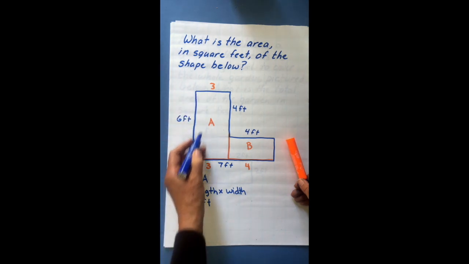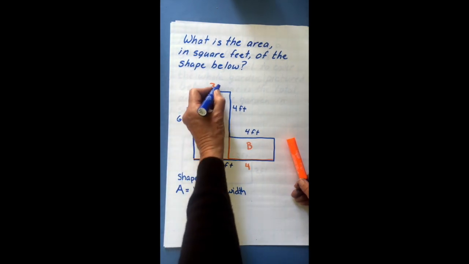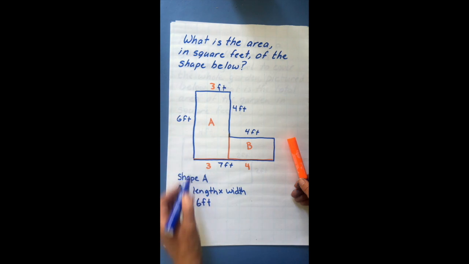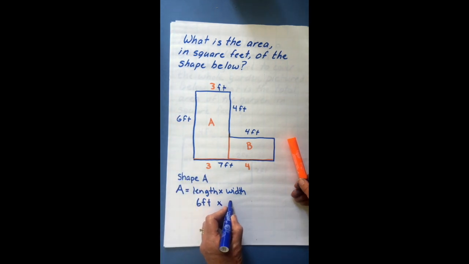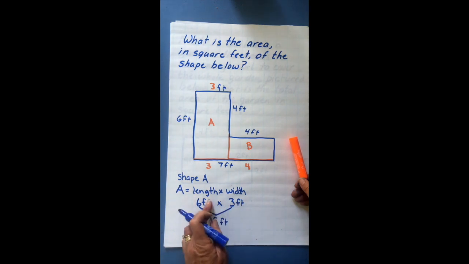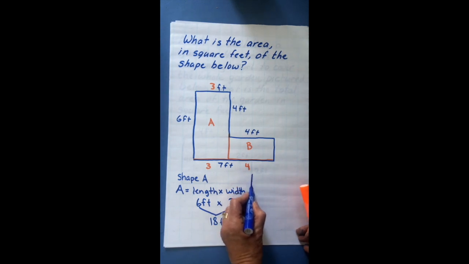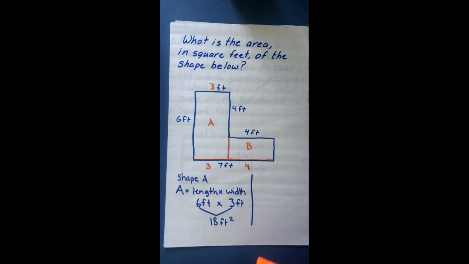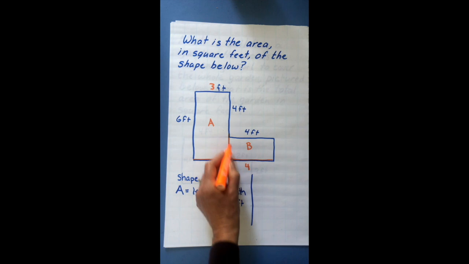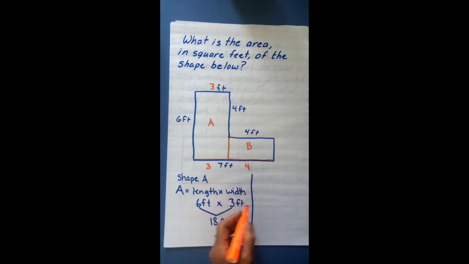So I've got the length, and now I've got the width, which I probably should have put feet here. So it's 6 feet times 3 feet. So if I multiply those, 6 times 3 is 18 feet. And I always like to see how it's squared. See how there's 2 feet? So I know it's feet squared. So that's shape A.